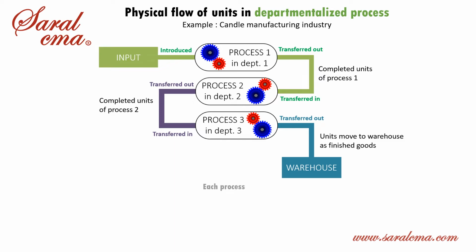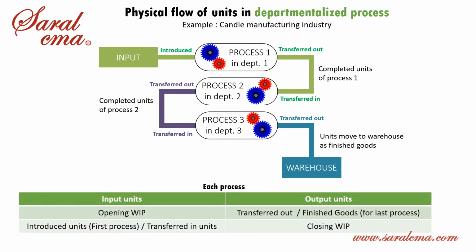Now let us see in each process what goes in as input and what comes out as output. The opening WIP will be an input for each process. These are the units yet to be processed. They are already there in the process. Then there is going to be some units that are going to be introduced if it's the first process, or there are going to be some transferred in units from the previous processes. Coming to outputs, there will be closing work in process units that are yet to be completed, and then the finished goods if it's the last process, or there are going to be some transferred out units if it is not the last process.